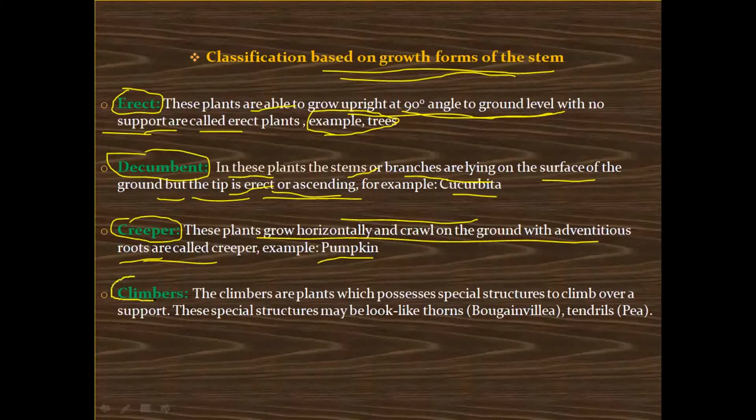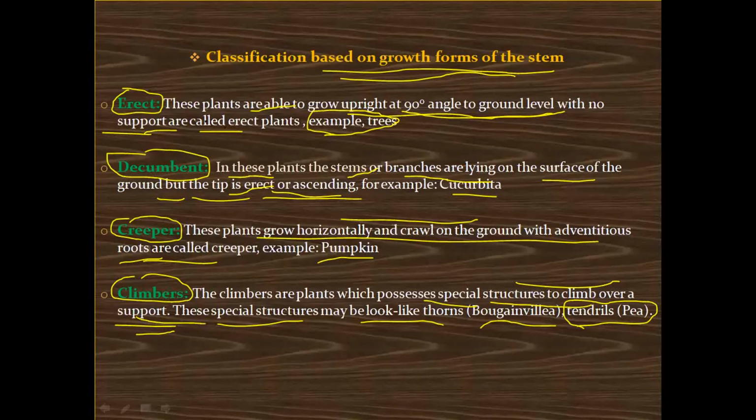The next group is the climber plants. Climbers are plants which possess special structures to climb over supports. These special structures may look like thorns, for example in bougainvillea, or they may be in the form of tendrils, which are found in pea plants. With the help of these structures, climbers climb over supports.